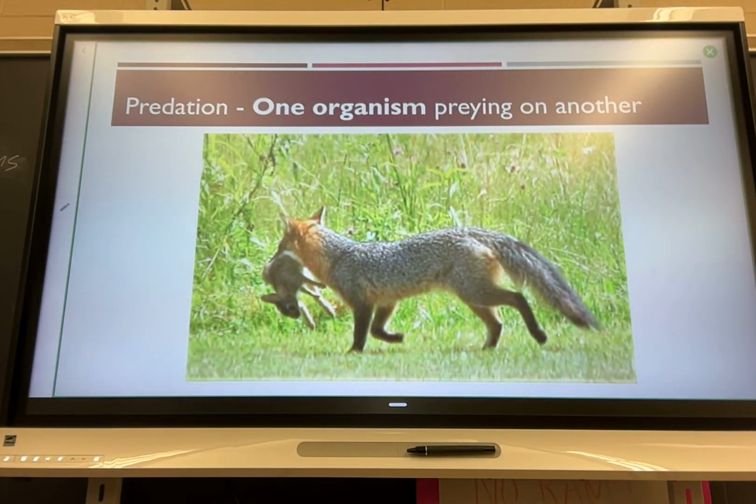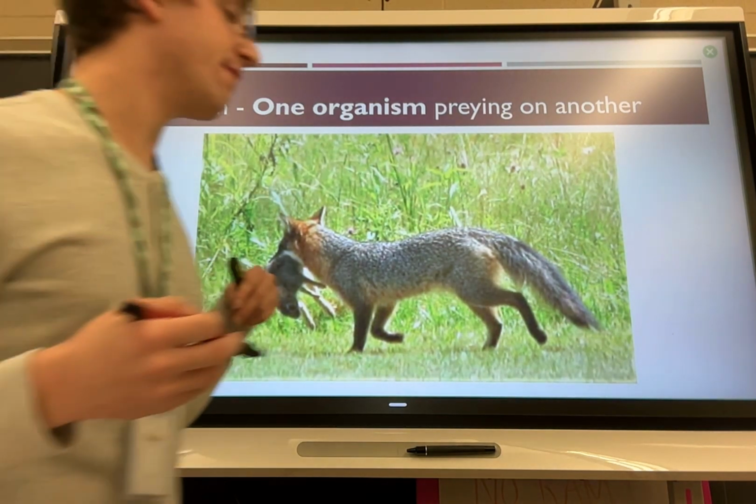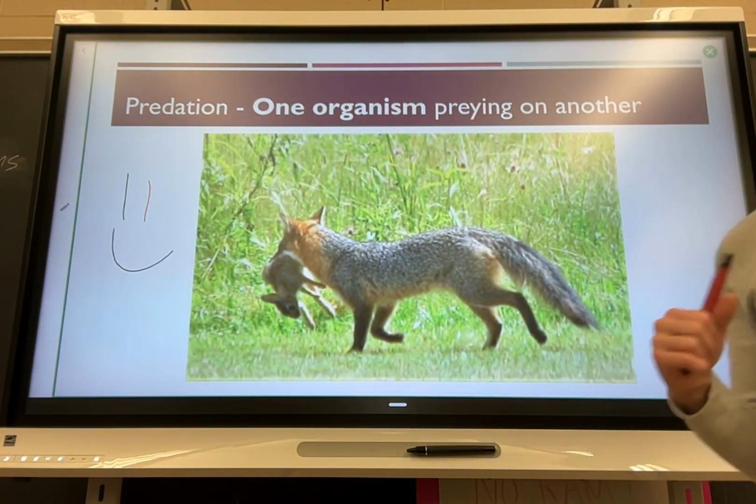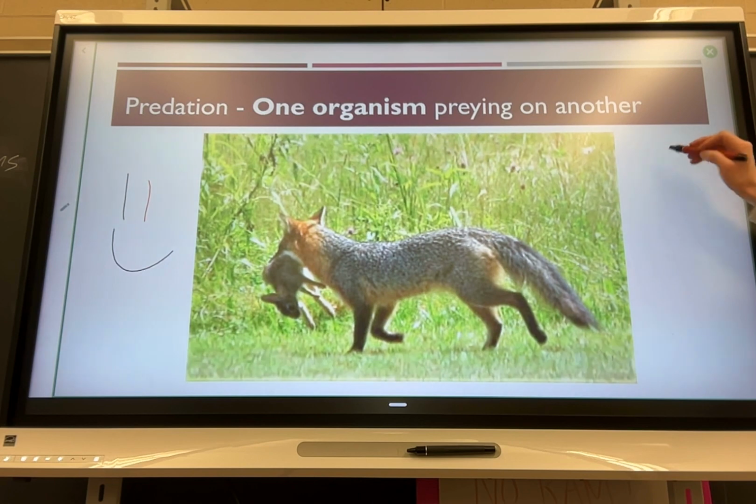Predation is one organism preying on another. You can see this fox eating the rabbit. This is an interaction in which the fox gets a meal. The fox gets to live another day. So it's going to be pretty happy about this. It's going to be benefiting from this interaction. The rabbit, on the other hand, doesn't get to survive. If it hasn't already, it doesn't get to reproduce. So we'd say that this is a harmful interaction for the rabbit.